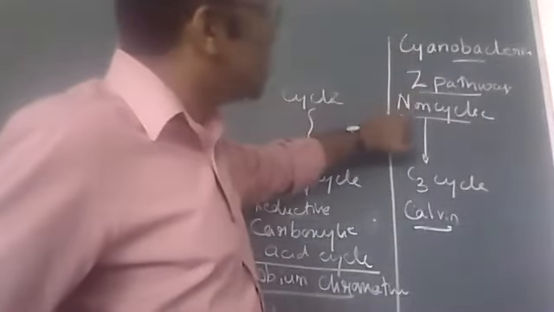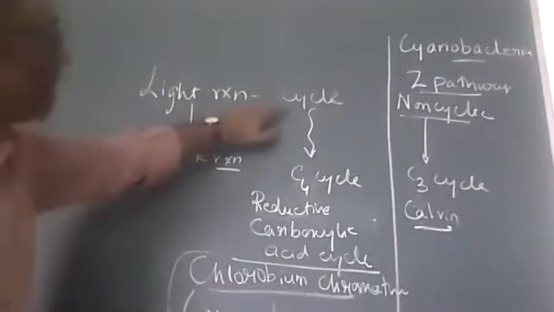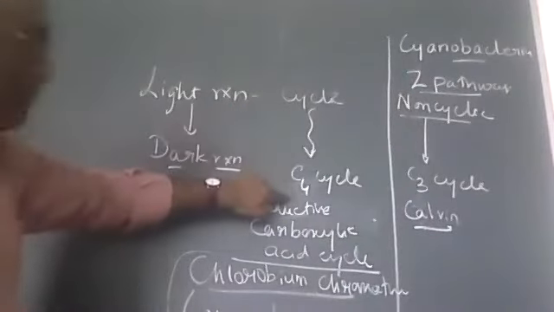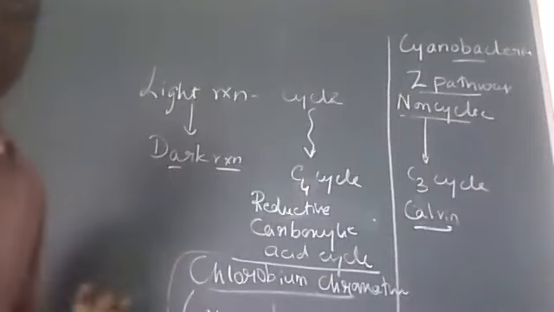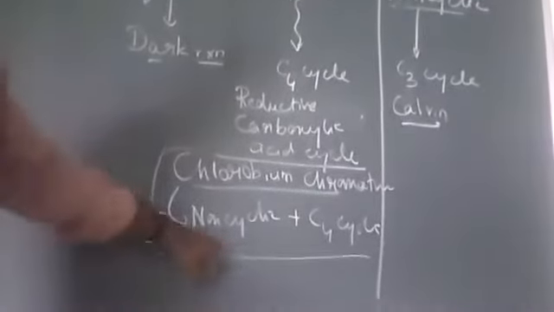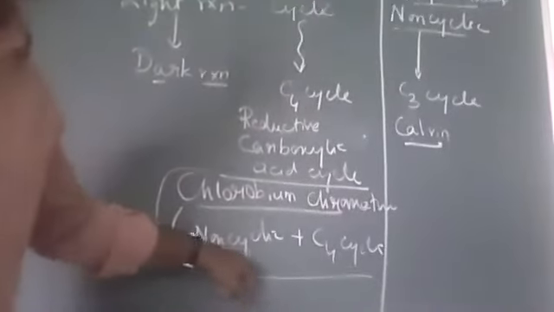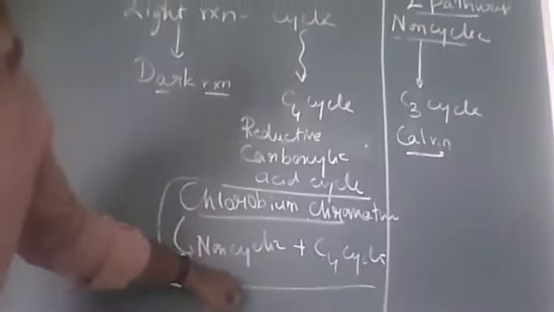Cyanobacteria will show non-cyclic Z pathway with C3 cycle. Rhodospirillum will show cyclic with C4 cycle. Chlorobium and chromatium will show non-cyclic with C4 cycle. Non-cyclic means there are two non-cyclics. Don't write Z pathway here. This is H2S. Today I taught you in the class now, that one. Clear?